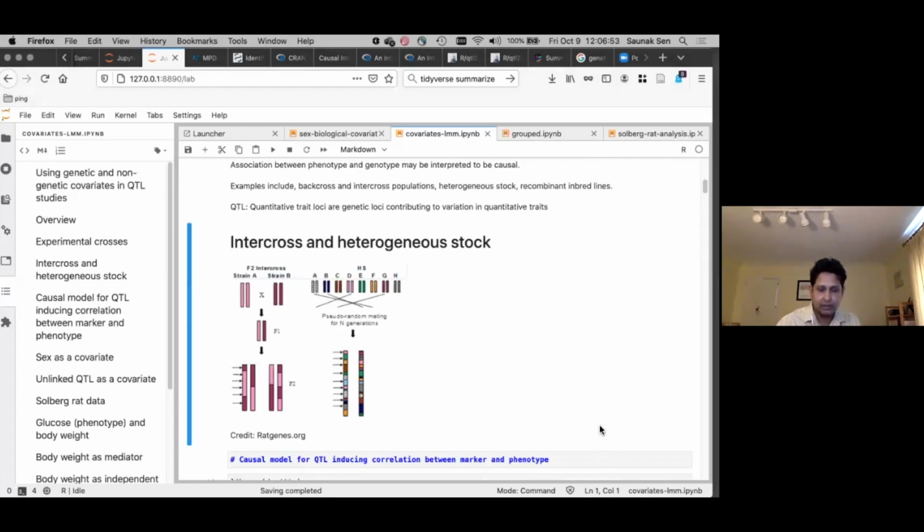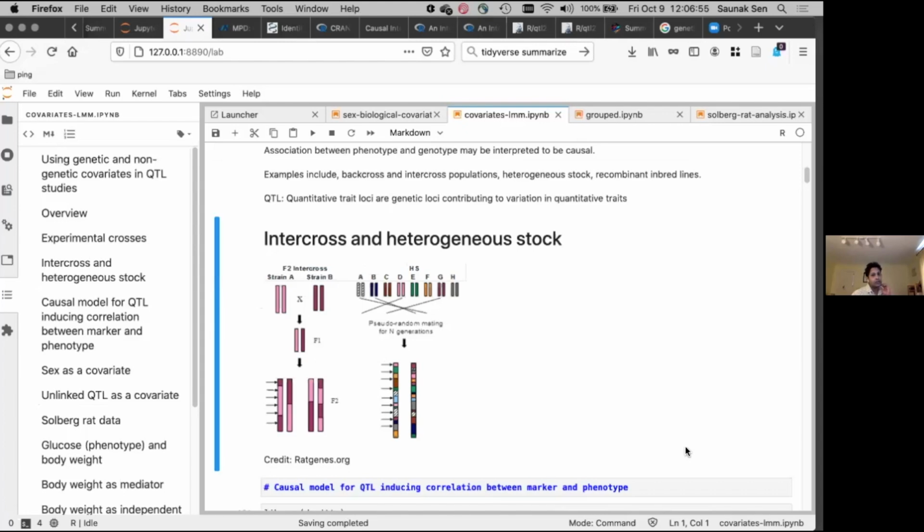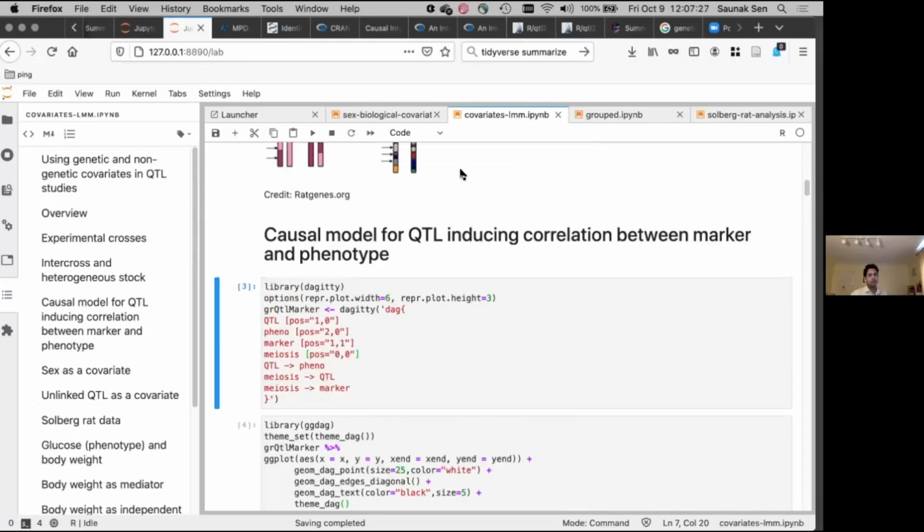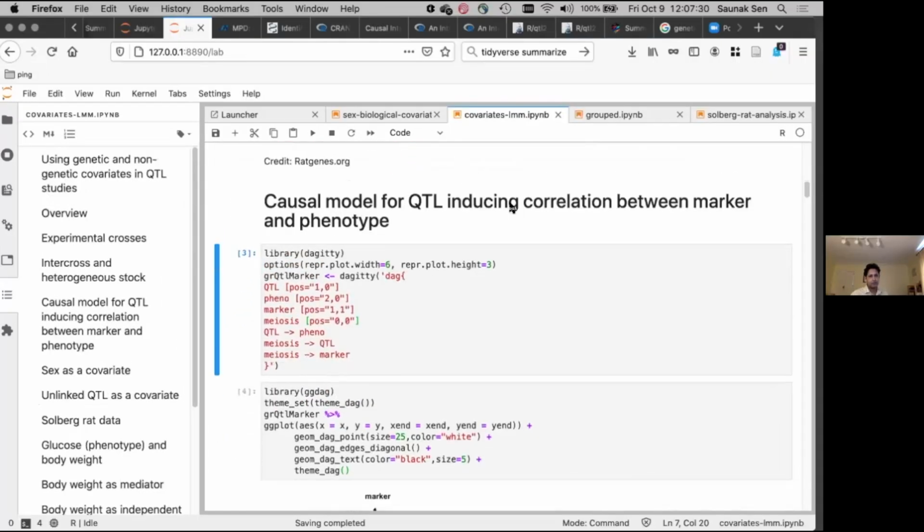For example, in rats, you have F2 crosses, where you cross a strain A with a strain B, get an F1, cross the F1s with each other, and you get a mosaic of the parental genomes. This is an example of a two-parental cross. You can have more complex, multi-parental, multi-generational crosses like this heterogeneous stock, which is also a mosaic of the eight parental genomes.